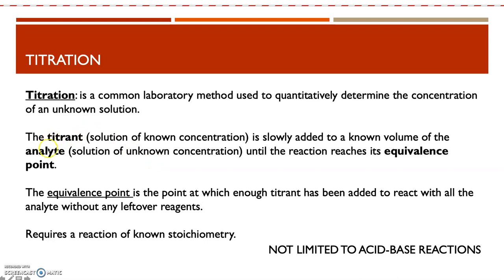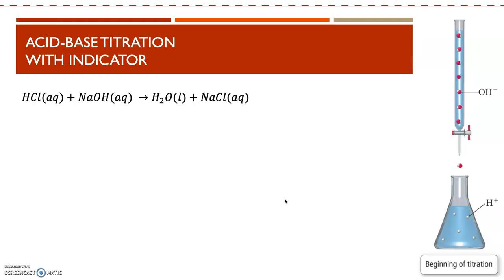So the titrant is going to react with the analyte in a known way, of a known stoichiometry, until you get to the equivalence point, which is the point at which enough titrant has been added to react with all of the analyte without having any leftover reagents. So you're going to use up all of your reactants. This is a technique that's not limited to acid-base reactions, and in fact the next lab that we do will be EDTA titrations, where we do a complexometric reaction, but here we're just talking about acid-base reactions.